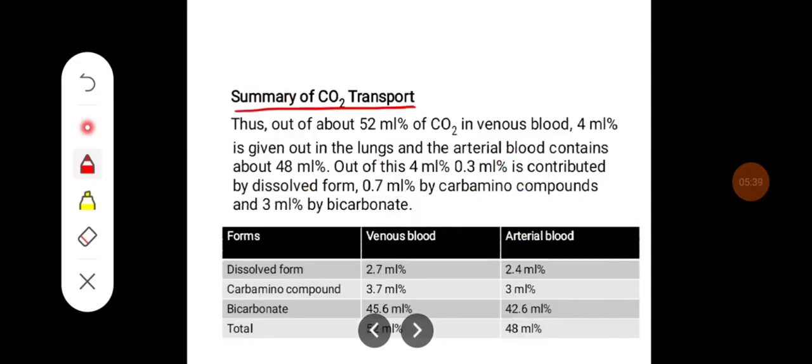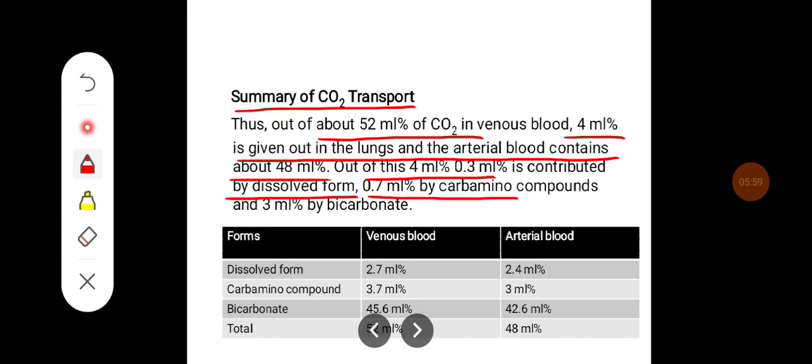Summary of carbon dioxide transport. Thus, out of 52 ml of carbon dioxide in venous blood, 4 ml is given out in the lungs, and arterial blood contains about 48 ml percent. Out of this 4 ml percent, 0.3 ml percent is contributed by dissolved form, 0.7 ml is by carbamino compounds, and 3 ml percent is by bicarbonate.